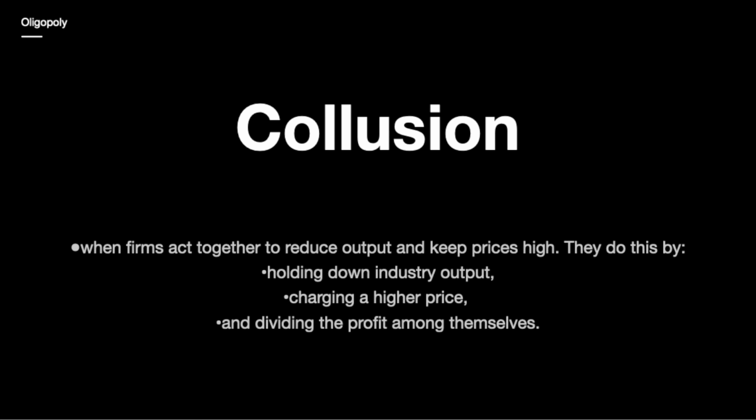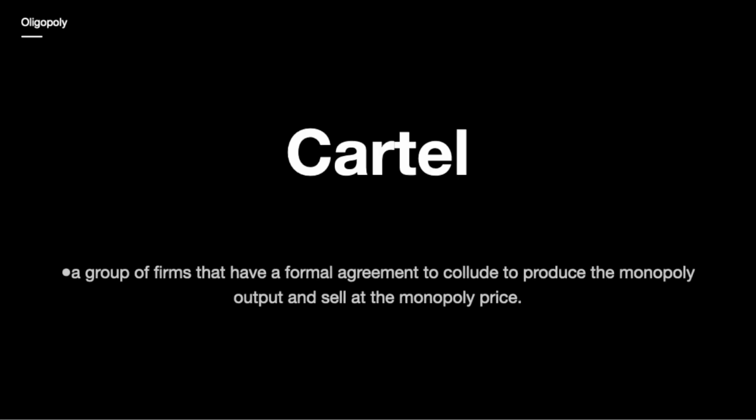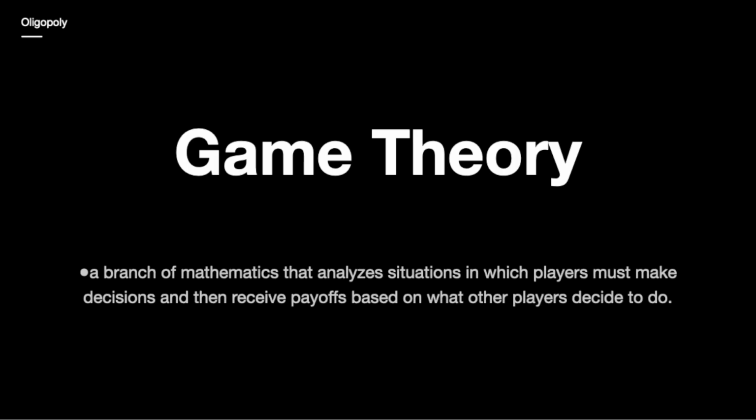Collusion. When firms act together to reduce output and keep prices high, they do this by holding down industry output and charging a higher price and dividing the profit among themselves. A cartel is a group of firms that have a formal agreement to collude to produce the monopoly output and sell at a monopoly price. Game theory, a branch of mathematics that analyzes situations in which players must make decisions and then perceive payoffs based on what other players decide to do.